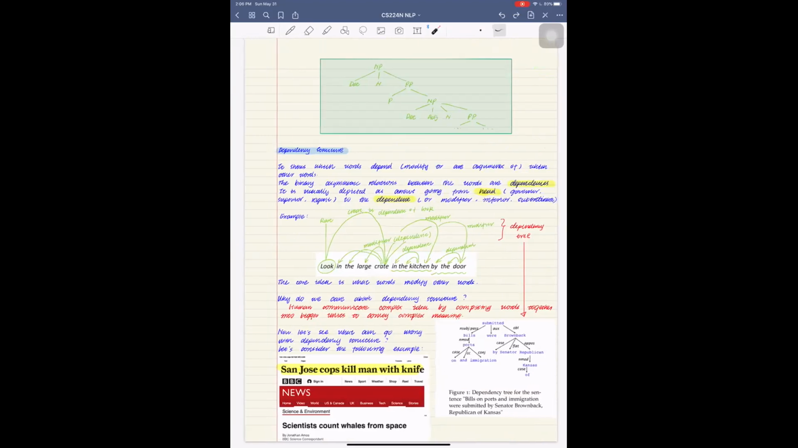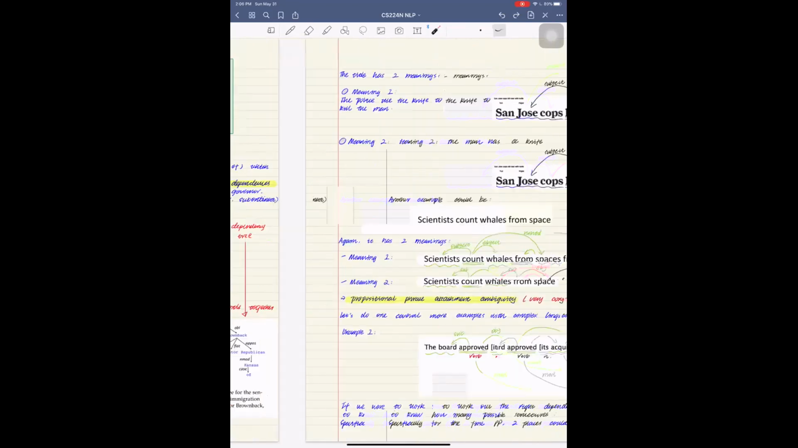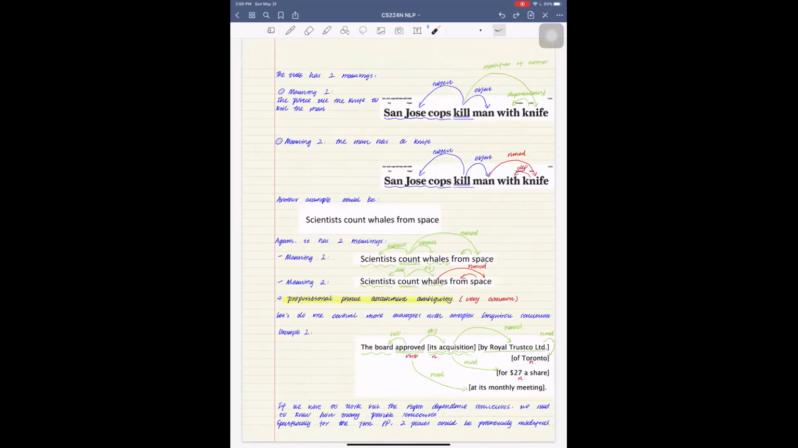Okay, so let's look at this example here. Cops kill man with knife. Okay, so this is the example we're actually going to go through here. Cops kill man with a knife. So there could be two different meanings of this sentence right here.